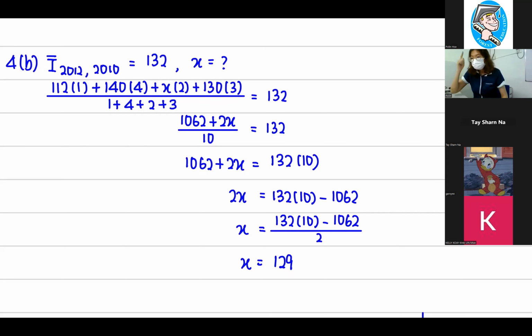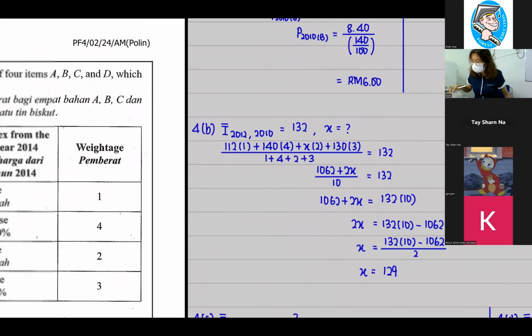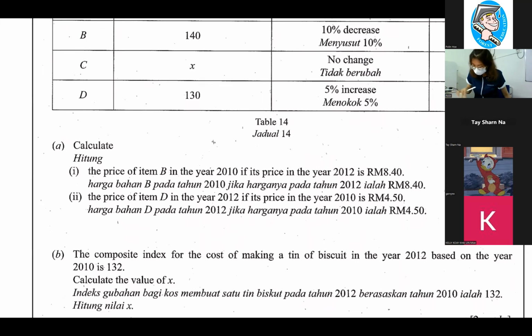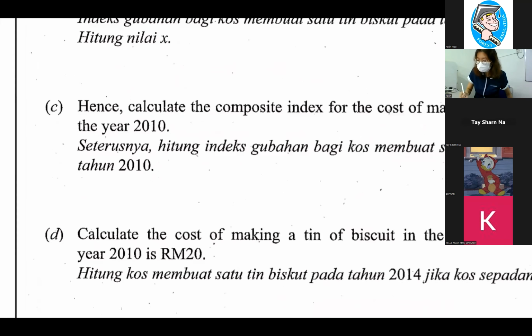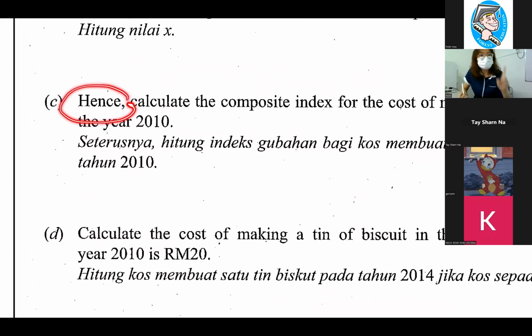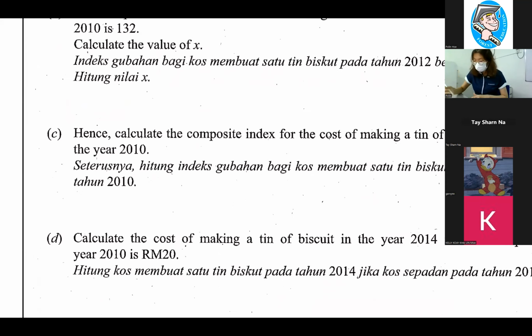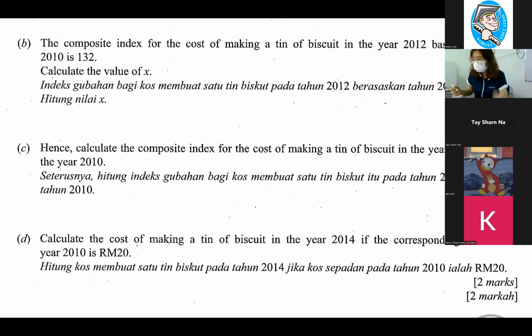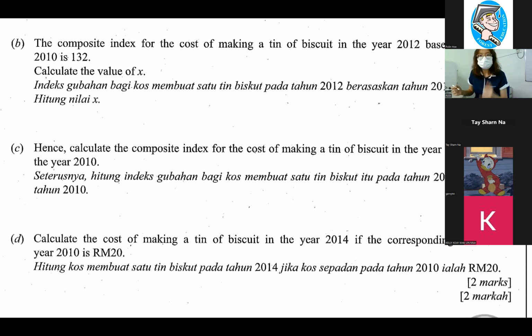For part C. Hence, the word hence, you have to know how to read the question also. The word hence means if you cannot do part B, you cannot do part C. 它是接着接下来的意思。Part B you cannot do, part C you cannot. Or another word, part B is wrong, part C is impossible to be correct.